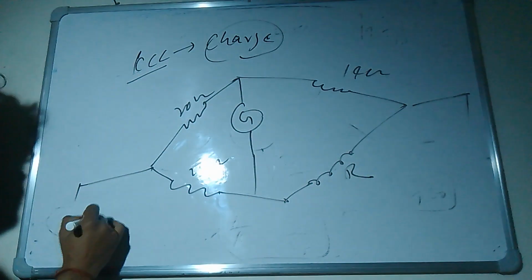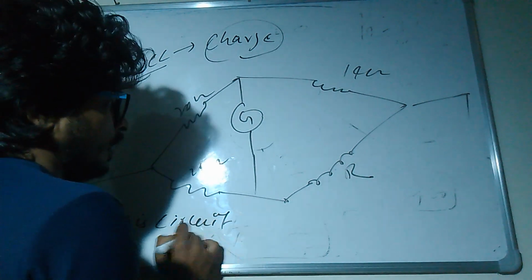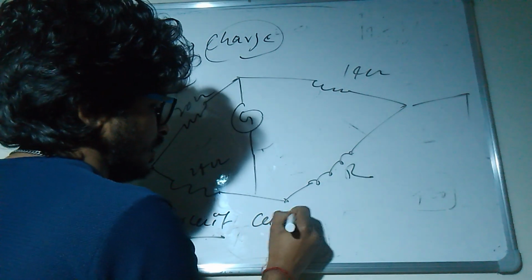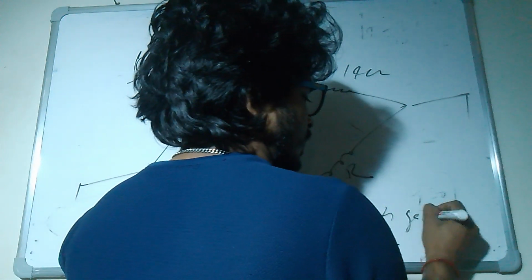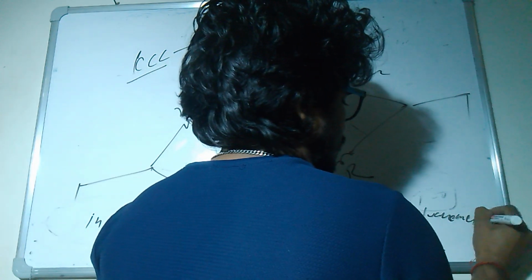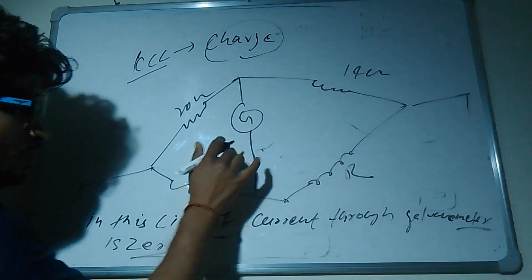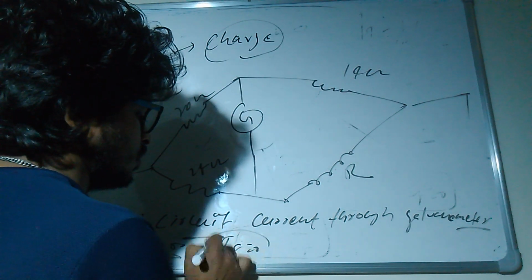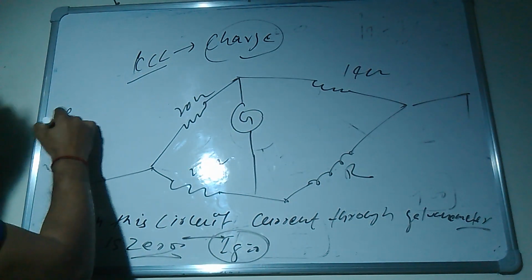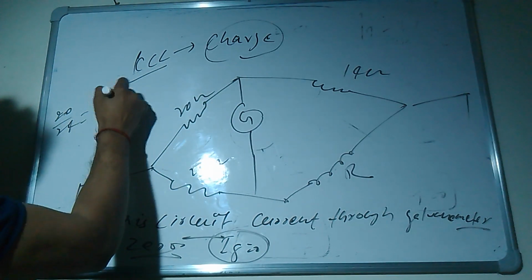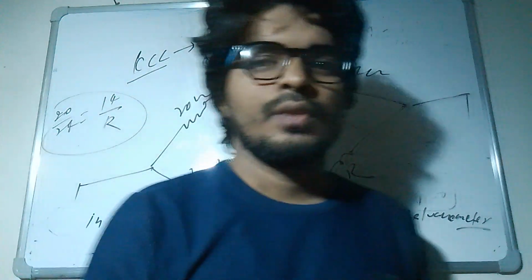The question mentions that in this circuit, the current through the galvanometer is 0. Current through galvanometer is 0 means Ig is 0, so you need to balance the circuit. So 20 divided by 24 equals 14 divided by R, because we already know the condition for the balanced Wheatstone bridge.